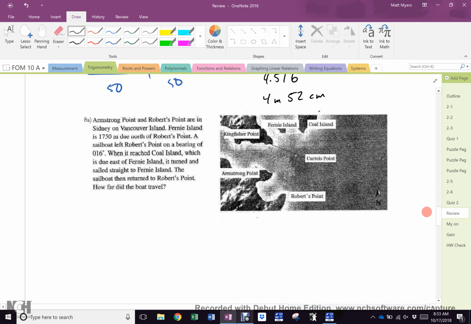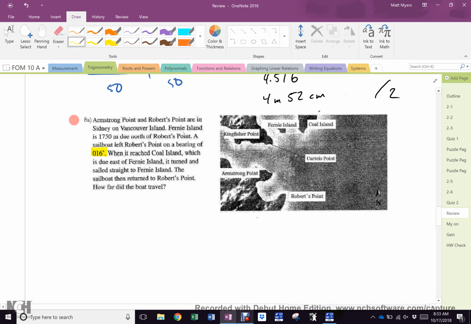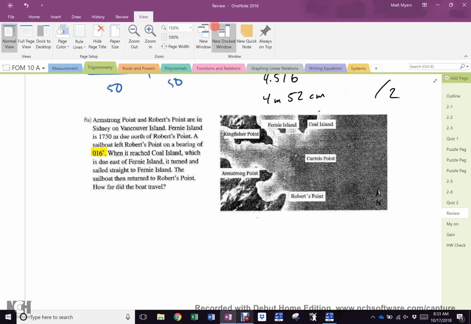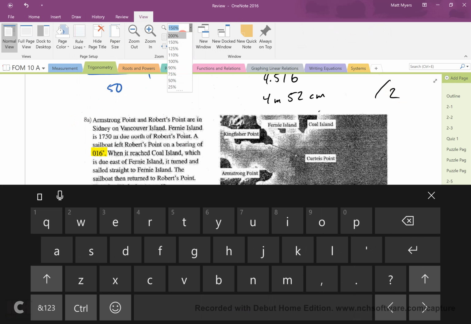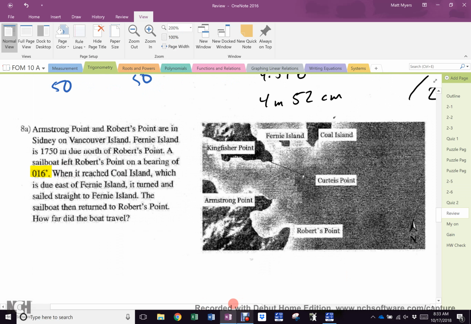All right. Number 8, A and B. That was worth 2 marks, by the way. 8, A and B required you to understand how to read the other kind of directions, these ones, 016. But of course, if you actually read the question, you do not need to know how to read those, do you? Because the question actually tells you what to do.